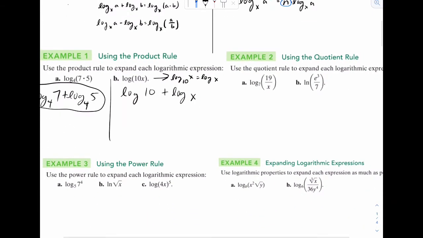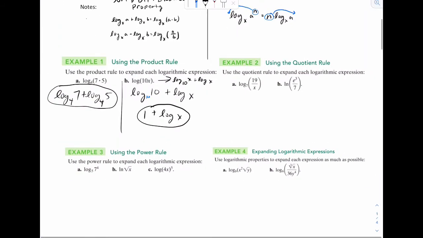Now if the base is 10, let's fill that in here. That means it can actually be simplified further, because this thing on the left, right here, this thing is actually 1. And then we can just bring down the log, and we're done.